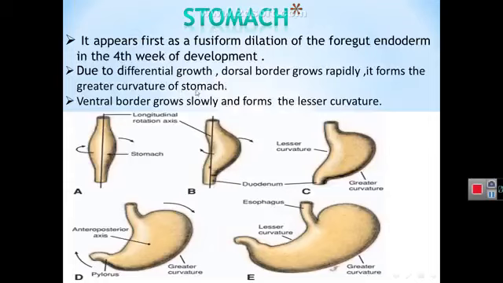Stomach. The stomach appears as a fusiform dilation of the foregut during the 4th week of development. During the following weeks, its appearance and position change greatly as a result of the different rates of growth of its wall and the changes in position of surrounding organs.